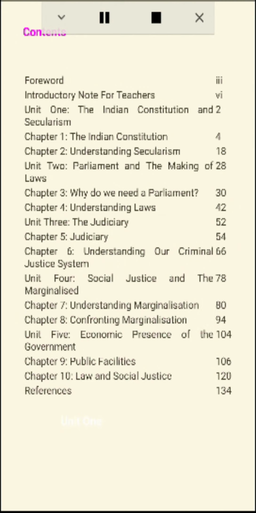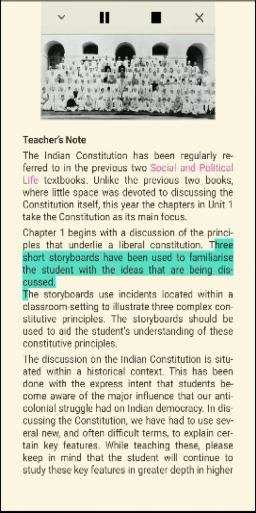Unit 1 Teachers' Note: The Indian Constitution has been regularly referred to in the previous two social and political life textbooks. Unlike the previous two books, where little space was devoted to discussing the Constitution itself, this year the chapters in Unit 1 take the Constitution as its main focus. Chapter 1 begins with a discussion of the principles that underlie a liberal constitution.